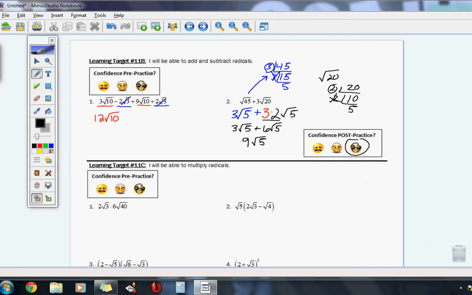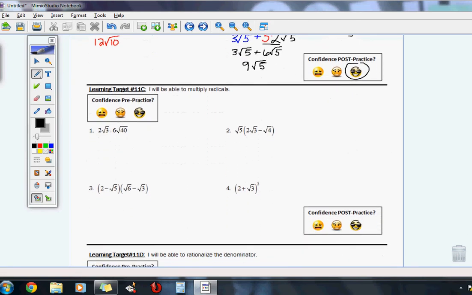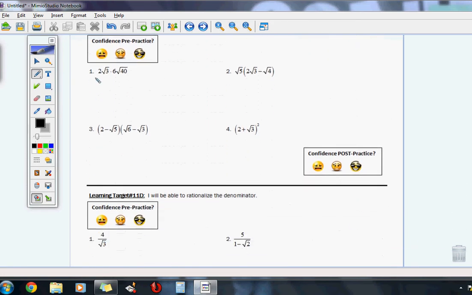Okay, moving down into learning target 11C, multiplying radicals now. What we want to do is, the trick I said to you was outside with outside, inside with inside. So obviously 2 times 6, those are both outside numbers, so that's going to be a 12. And then the inside numbers are 3 and 40. So 3 times 40 is actually 120.